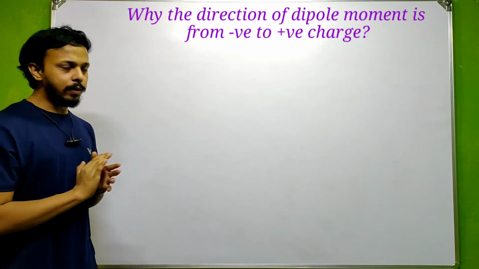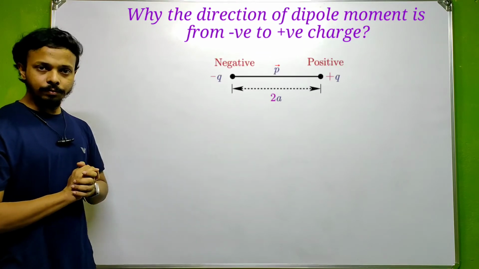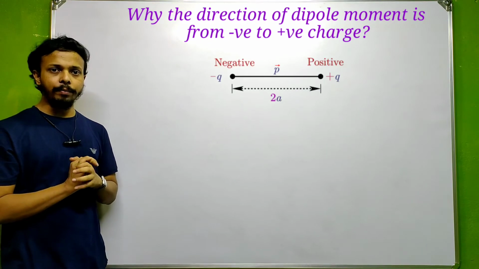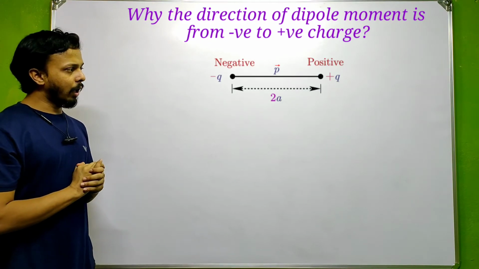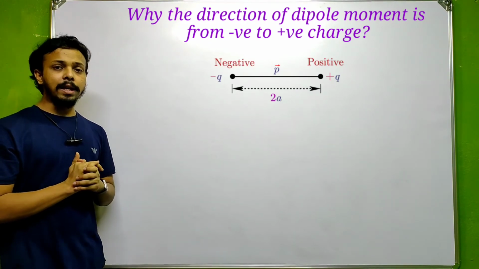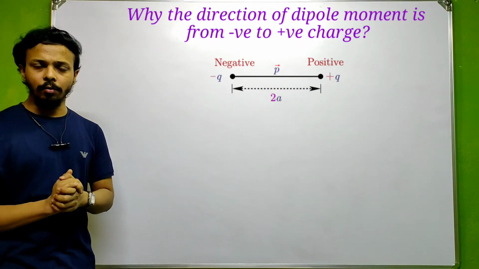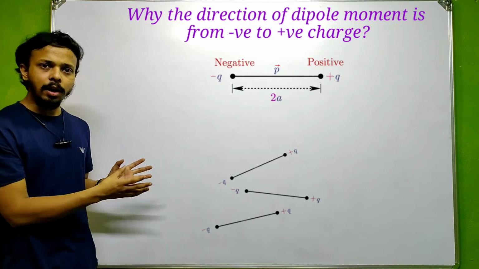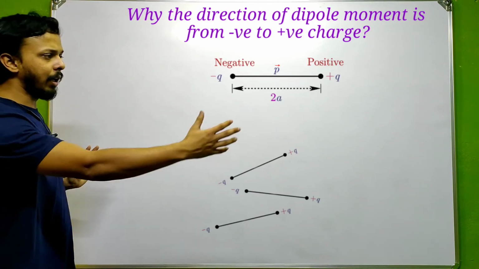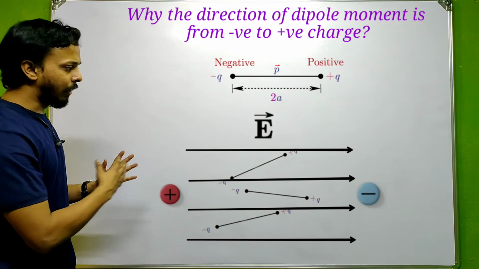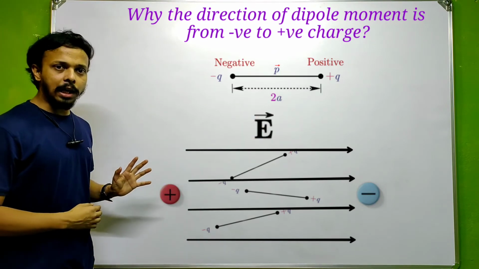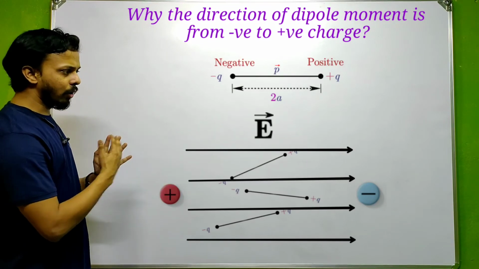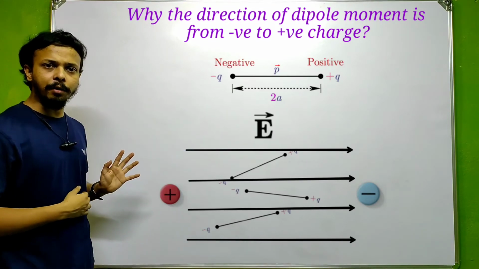Just consider a dipole, having a negative charge and a positive charge like this. This dipole is placed in a uniform electric field. What we do is take some dipoles like this and place them in a uniform electric field like this. So this is a uniform electric field. As we know, electric field lines go from the positive charge to the negative charge, so in between there is a uniform electric field.